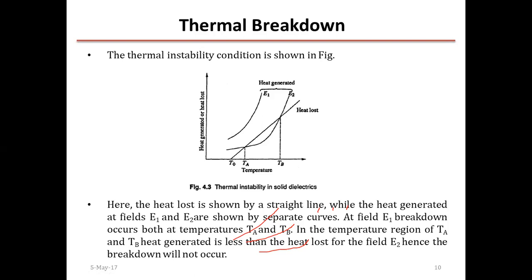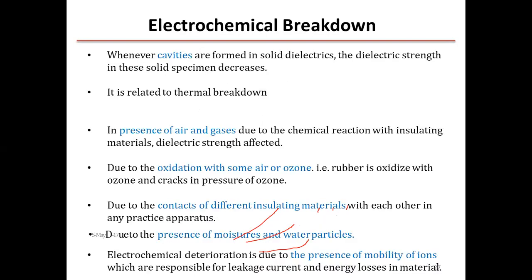Okay, so you can see that E2 is less than E1, so the breakdown will not occur in the solid dielectric by the thermal breakdown phenomenon. Okay, so now electrochemical breakdown, as the name reveals, is a phenomenon of electrical effects and chemical effects.